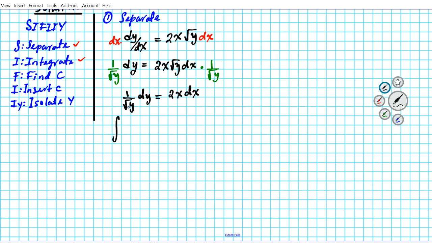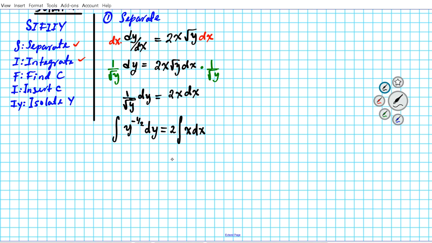Now, if we want to integrate 1 over root y, it's going to be complicated. We have to rewrite it using the reciprocal property of exponents and also the nth root property, the special case of the nth root property. So if you write this as a power, it's going to be y raised to the negative 1/2. The 1/2 is for the square root, and the negative is a result of reciprocation. When we reciprocate a term, the sign of the exponent changes. So we have the integral of y to the negative 1/2 dy equals 2 times the integral of x dx.